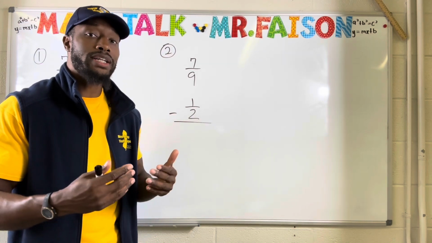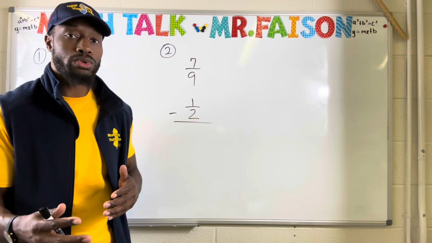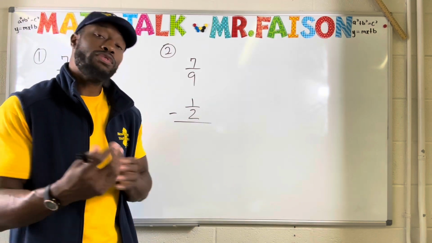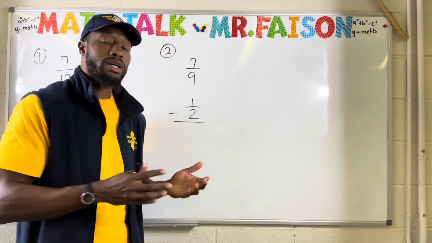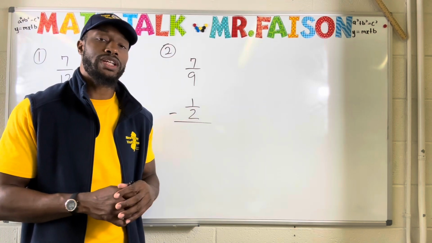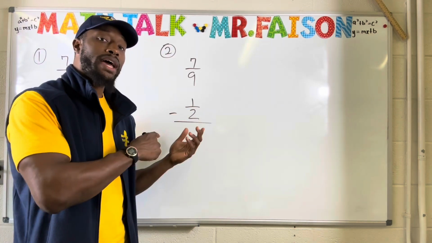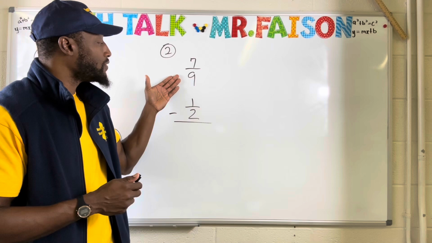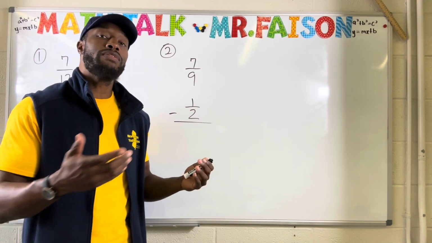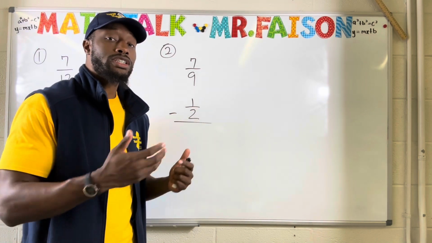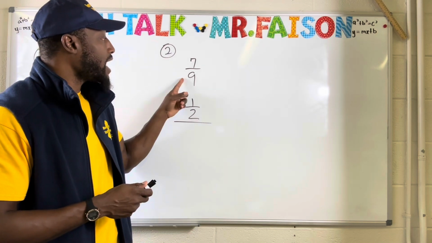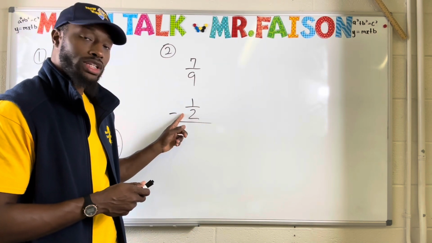So what we're going to have to find is the LCM, least common multiple, of 9 and 2. If you don't remember how to find the LCM of two numbers, tap back into the LCM video and get a little refresher. But coming back here, the LCM of 9 and 2 is going to be 18. So we have to turn this 9 into an 18 and this 2 into an 18.